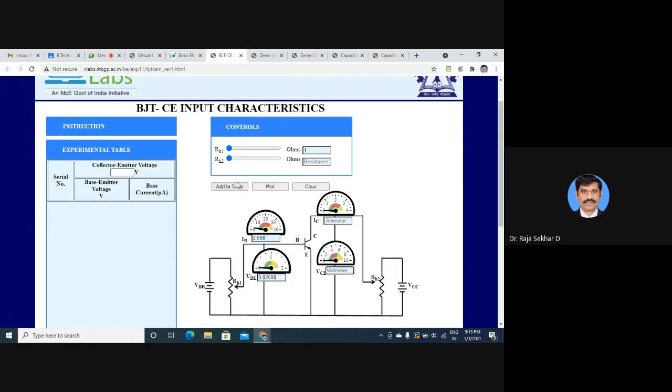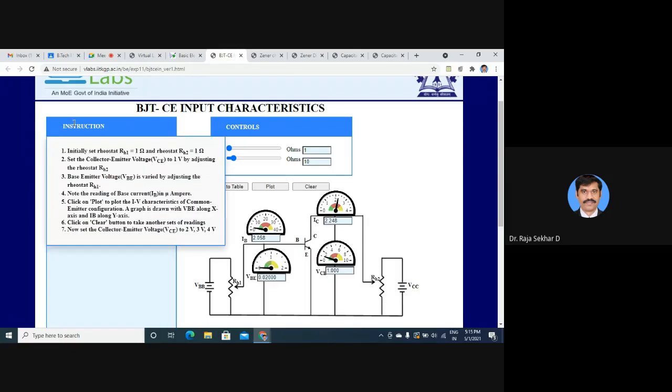So this is the VCE. Here VCE is 1 volt, and we fix that VCE. Now we have to vary VBE. When you vary RH1, VBE changes as well as IB also changes. See this, ma?